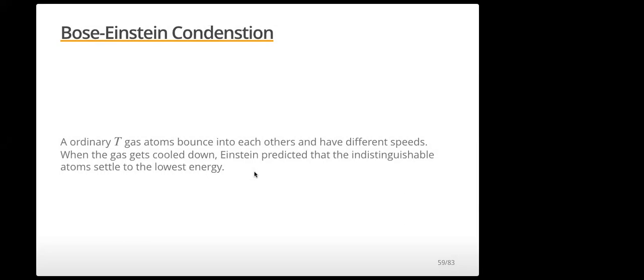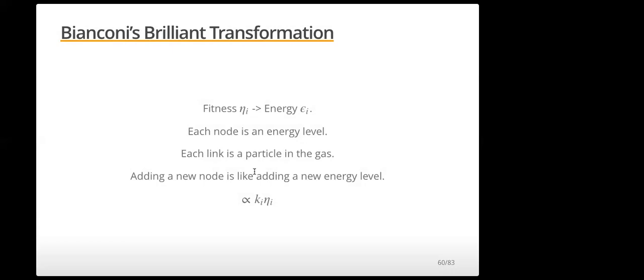So if you have a gas at an ordinary temperature, the particles bounce into each other, and they have different speeds and different energies associated with them, right? But if you cool the system down, the atoms will settle into what we call the lowest energy state. And this was Bianconi's transformation. She thought of the node's fitness as the equivalent to the energy in the Bose-Einstein formulation. So each node is now an energy level, and the link is a particle in the gas.